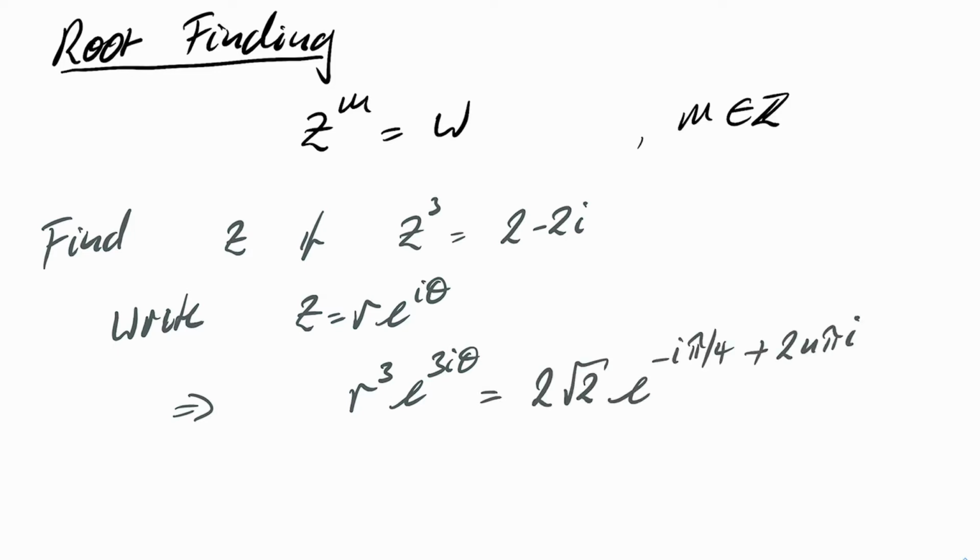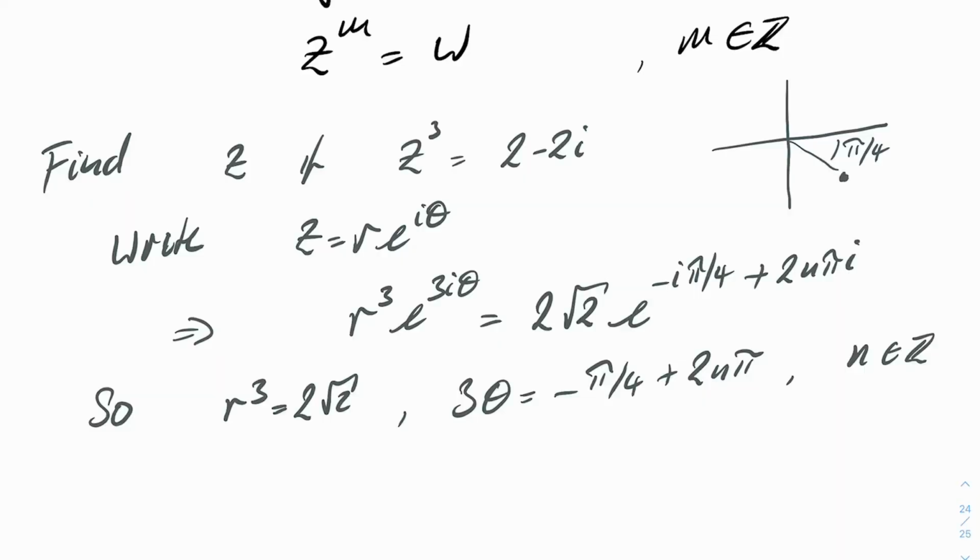Writing 2 minus 2i in modulus argument form, we get it just by considering where it is in the complex plane: 2 along, 2 down, making an angle pi by 4 with the positive real axis. And because it's below it, the argument is negative. So now I can equate the moduli and the arguments. So r is 8 to the 1/6, and theta is minus pi by 12 plus 2/3 n pi.